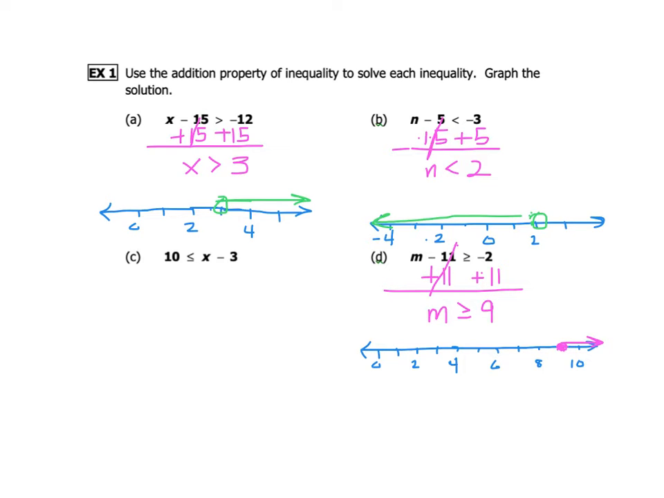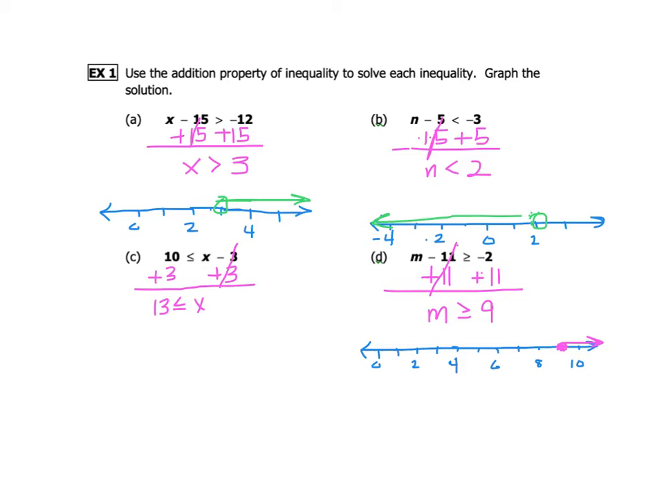Next, let's go to example C. And what's different here is our variable is on the right-hand side. However, the first thing we want to do is get that variable by itself, so we're going to add 3 to both sides. The minus 3 and the plus 3 will cancel, and we have 13 is less than or equal to x.